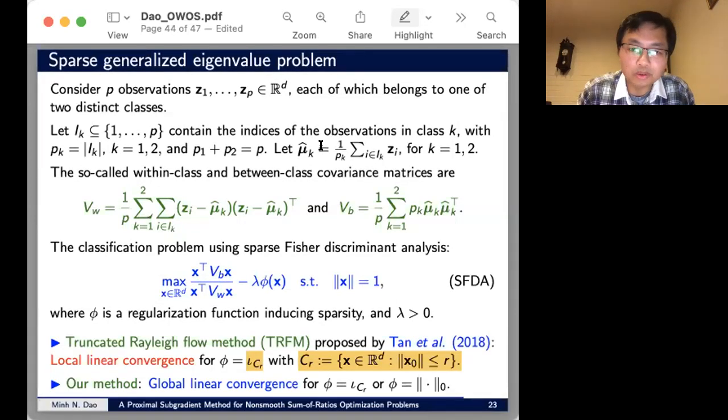Our methods work for both the sparsity constraint and also cardinality regularization. It means that they also work when the function phi equals the L0 norm, and even better, we obtain global linear convergence.